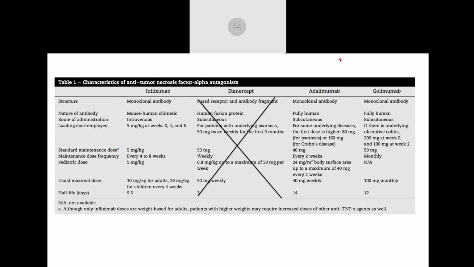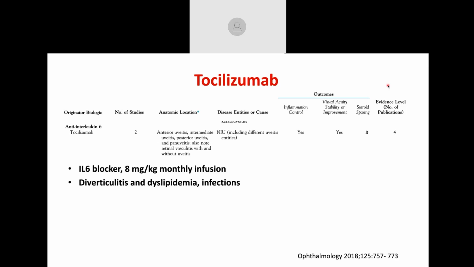One is 1 gram 2 weeks apart, which is the rheumatology dosing for rheumatoid arthritis, or the one which is borrowed from 375 milligram per meter square, which has been borrowed from the hematology practice of lymphoma. The day before yesterday, in the ACR virtual meeting, it was shown that 1 gram is as good as 375 milligram per meter square.